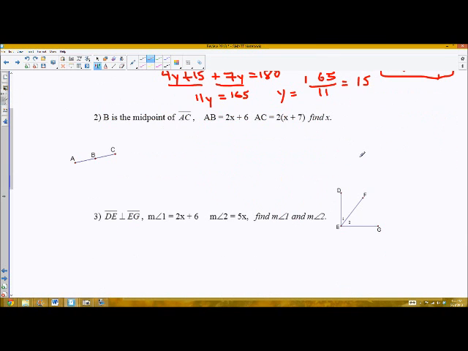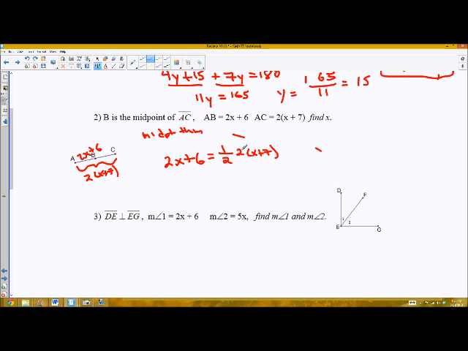Moving down, B is the midpoint of AC. AB equals 2x plus 6. AC equals 2 times x plus 7. Well, notice that this AB is 2x plus 6, but AC is the entire thing, which is 2 times x plus 7. So I know that 2x plus 6 would equal 1/2 this total length, which is 2 times x plus 7, using the midpoint theorem.